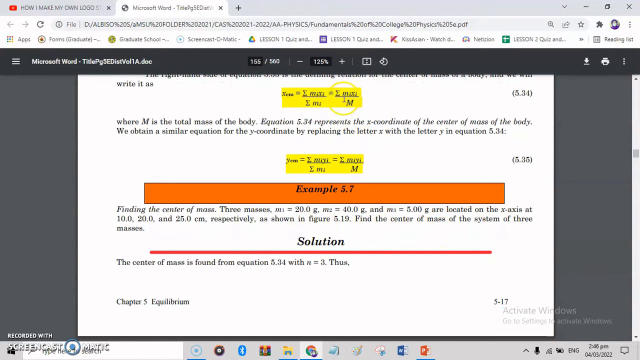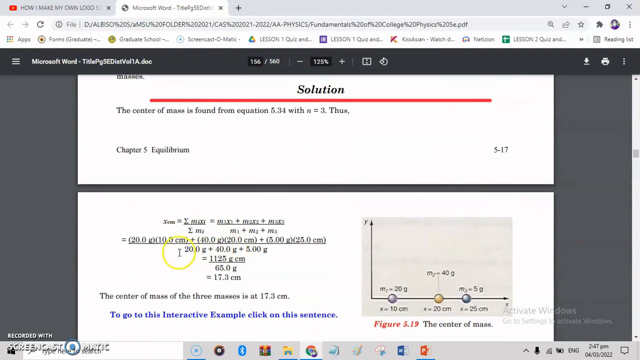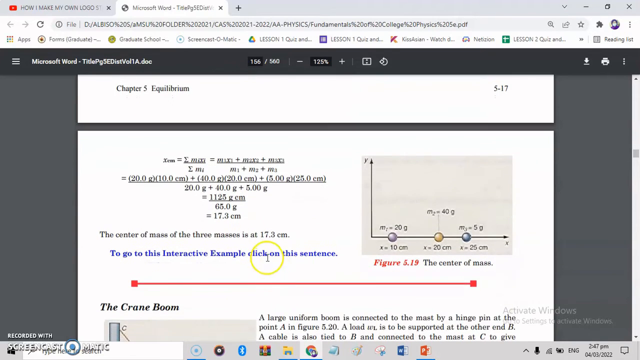Now, using equation 5.34, we know that the total mass is 20 plus 40 plus 5, and that's 65. And Mi is 20 times 10, 40 times 20, and 5 times 25. Input that into this equation: the summation of all the mass times its distance, all over the total mass. You see that 17.3 centimeters is the center of mass of the three masses. Here is the illustration.